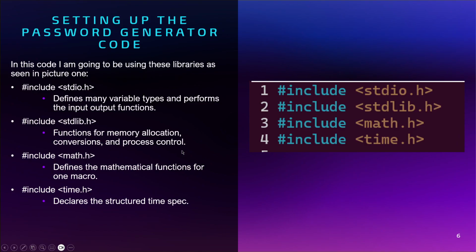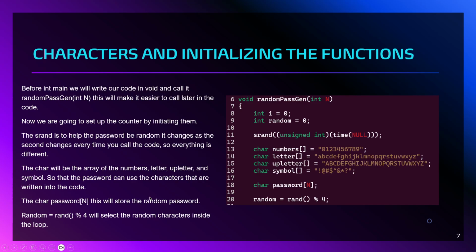How the code of the password generator works. So include stdio.h, that is the basic setting up of C. stdlib.h, functions of memory allocation, conversions, and process control. math.h defines the mathematical functions, and then time.h declares a structured time spec.